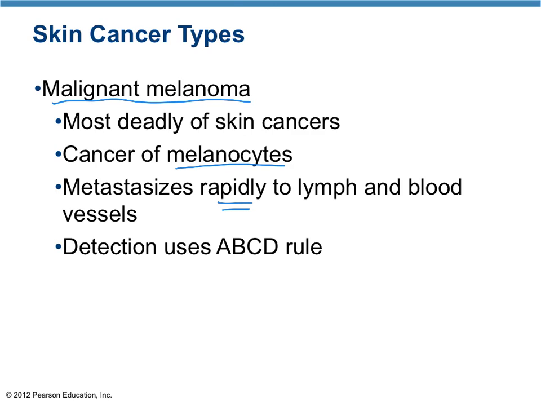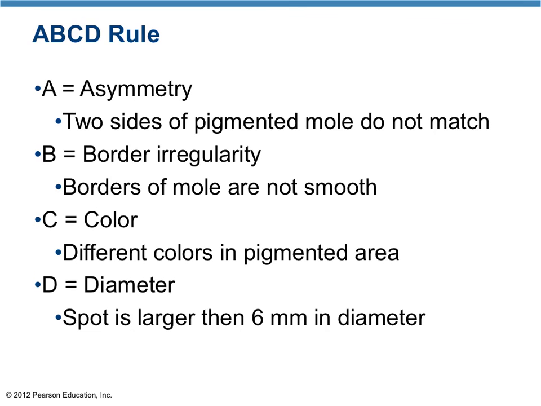Another type of skin cancer is malignant melanoma. It's the most deadly of cancers, or skin cancers, and it is because you have melanocytes that have mutated to become cancerous. These metastasize rapidly, which is why it's the most deadly of the different types of skin cancers. And so it can travel to your lymph nodes and through your blood vessels more quickly than some of the other types of cancer.